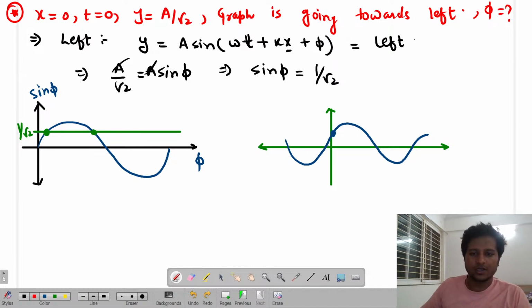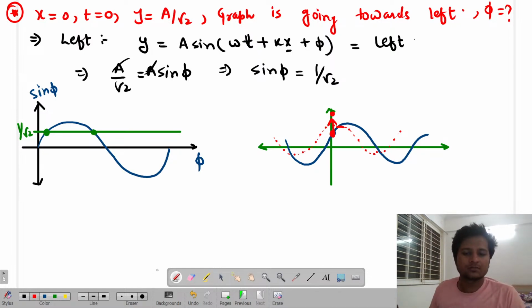Now it is a left going graph. If it is a left going graph, what will happen? You shift it left. So when you shift, something like that will appear, isn't it? This point which was downward has gone where? Upwards. So velocity is positive.